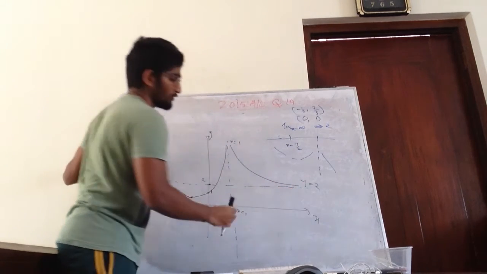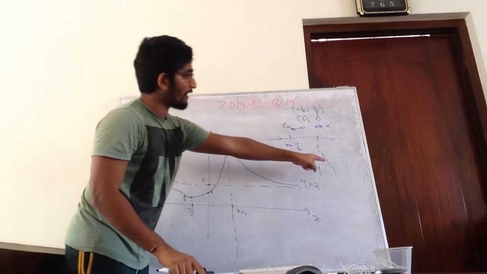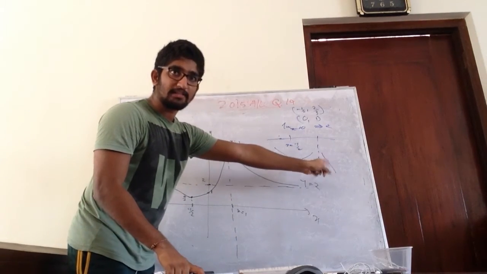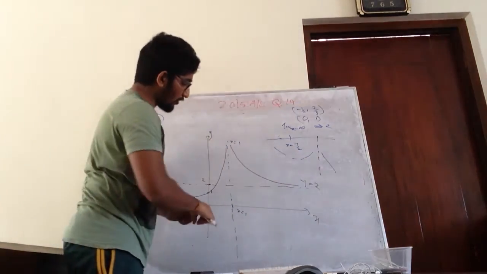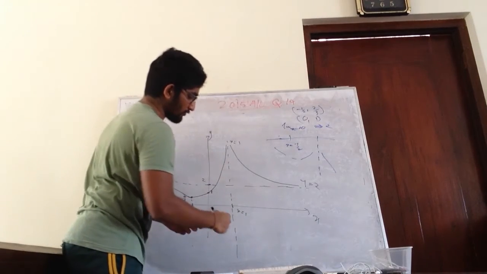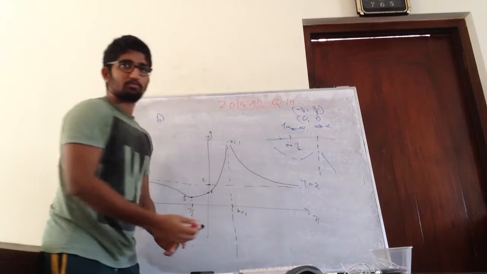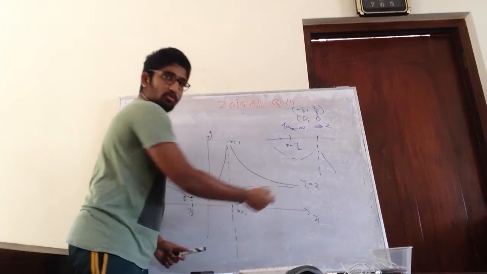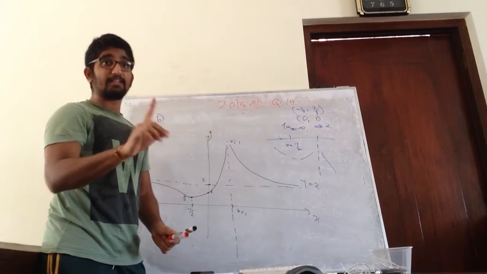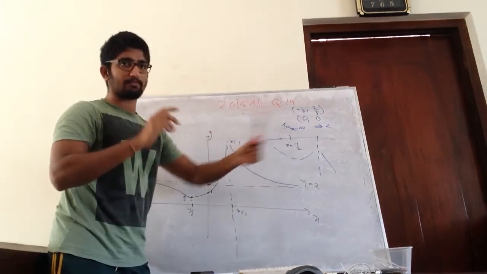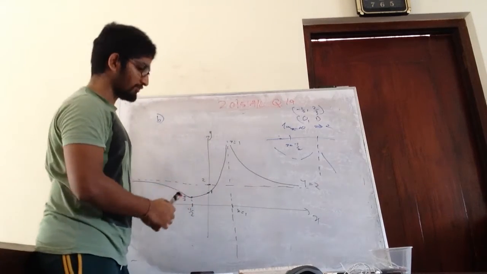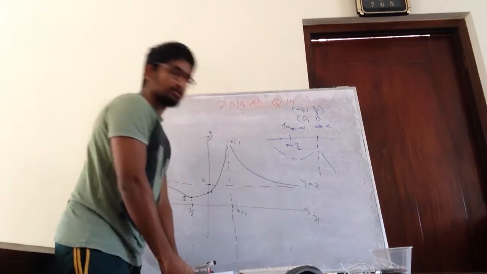What's the importance of knowing this shape? Otherwise you could draw it like this, but it will go to 2. That is the importance, so always remember this. So we have drawn the graph, and that's what they are asking.